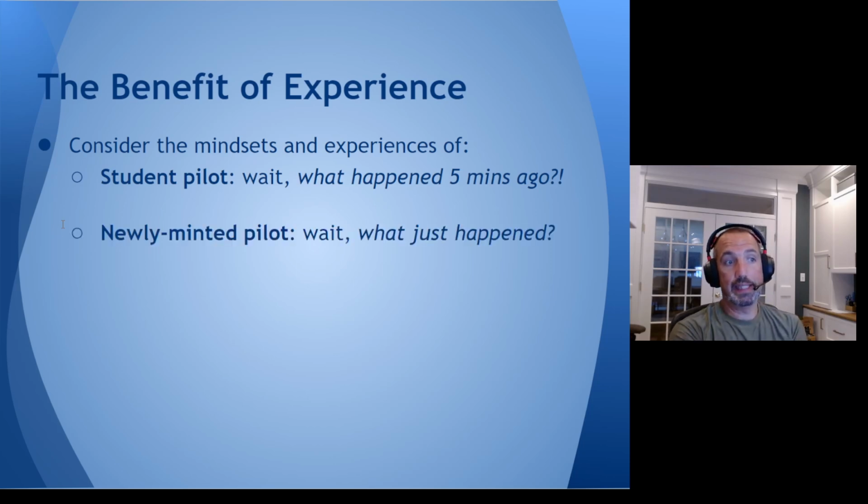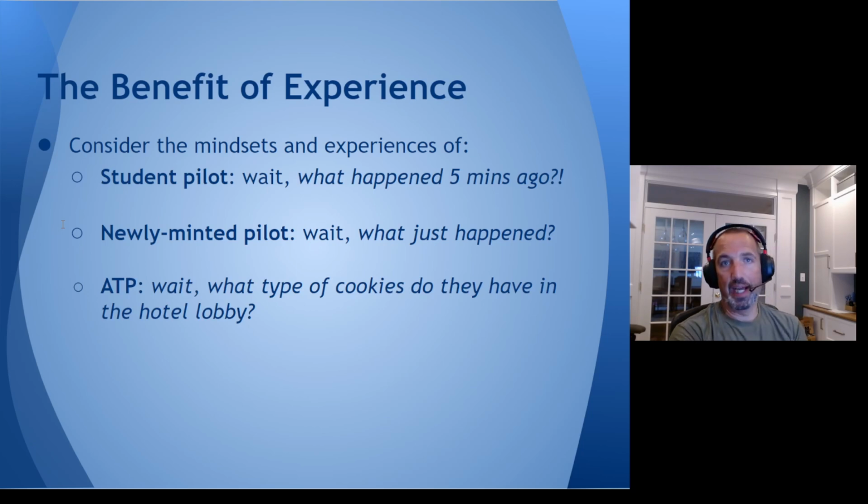Moving on, we have the newly minted private pilot or instrument pilot, and they're just a step ahead of the game. They're at least saying, wait, what just happened? At least they're not 5 minutes behind. And at the front of the line, we have the prototypical airline transport pilot who's more concerned about what sort of cookies they have in the hotel lobby or the condition of the crew bus, or pick your favorite ATP joke. These are all pilots, all with different experience levels, and their mindset and level of experience are radically different.